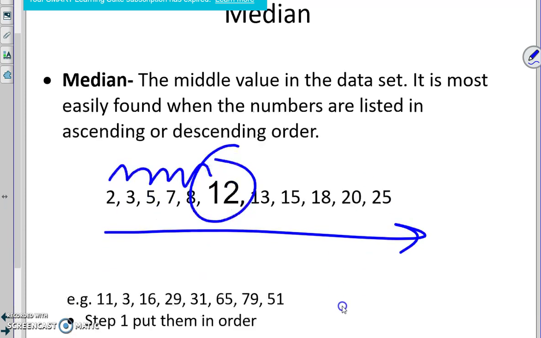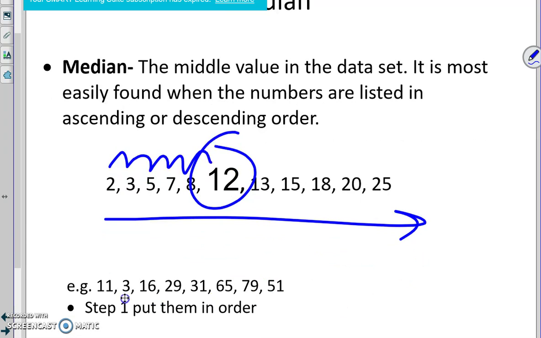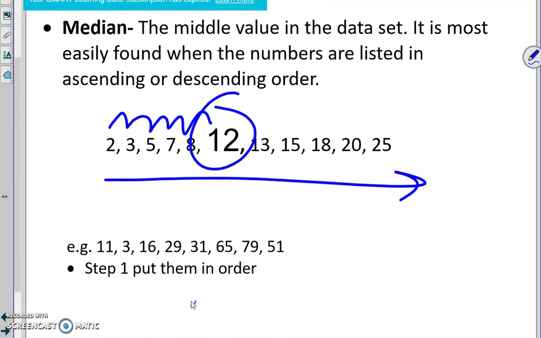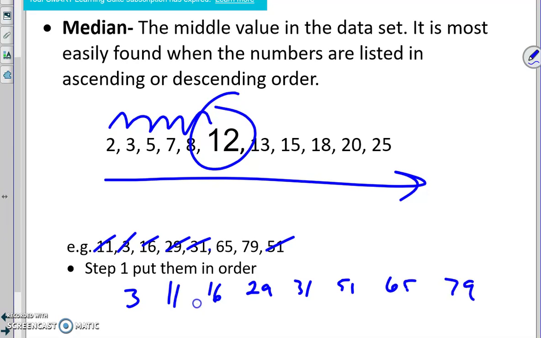Are these in order? You can't just pick the middle one. You've got to put them in order. So what's the smallest one here? 3. It probably helps to cross them off. 3, 11. I'm trusting you here. 29, 31, 51, 65, 79. Right?